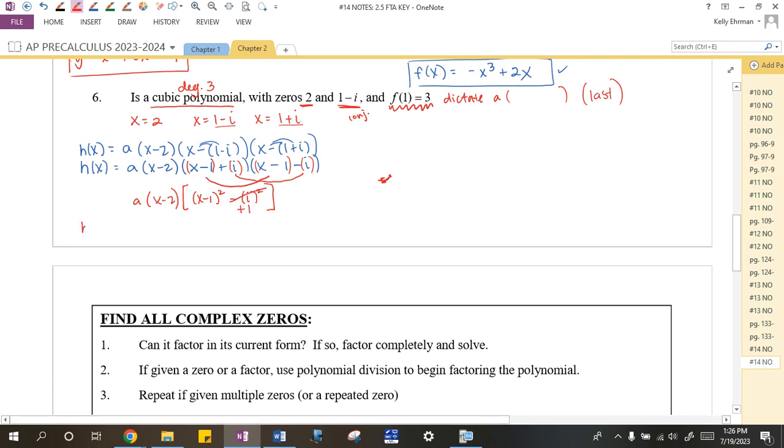Okay, so h of x is, we're getting somewhere with this, a times x minus 2 times x minus 1 squared plus 1. I'm going to stop right here because now I could FOIL this out and combine, but I'm still trying to figure out a, and I'm in a pretty good spot to plug in when x is 1, y is 3, and start solving for that. So let me bring that work up here.